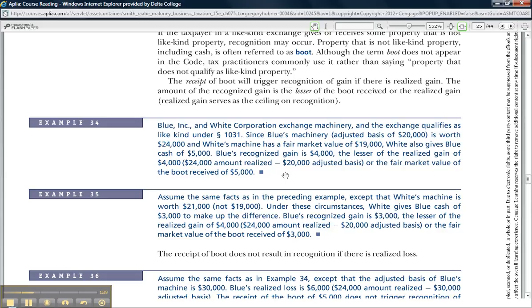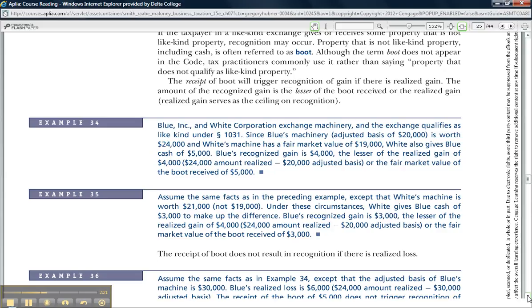And boot only affects recognition of gain. So when losses are present, the receipt of boot doesn't trigger any gain. And also, the party that gives boot can sometimes recognize gain or loss. It's kind of like they're selling those other boot assets. So if there's inherent gain or loss in those assets, then that gain or loss will get recognized. But otherwise, the boot won't cause gain recognition on the part of the giver of boot.